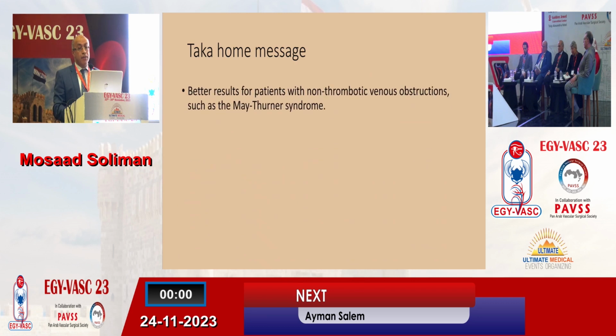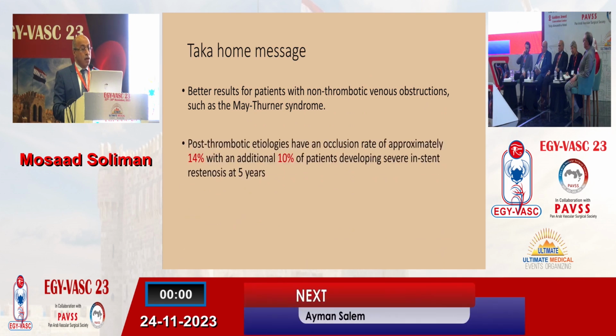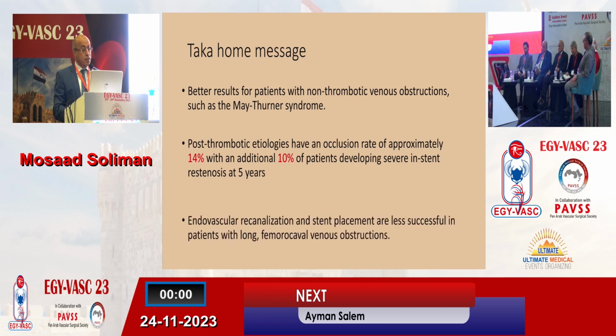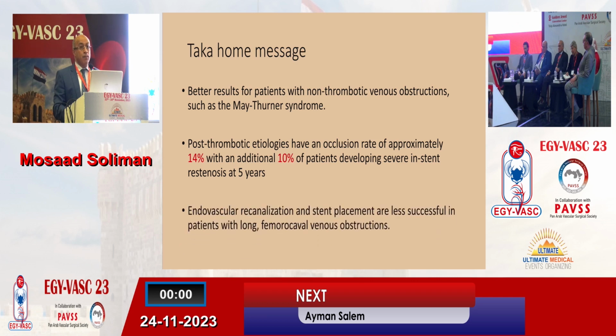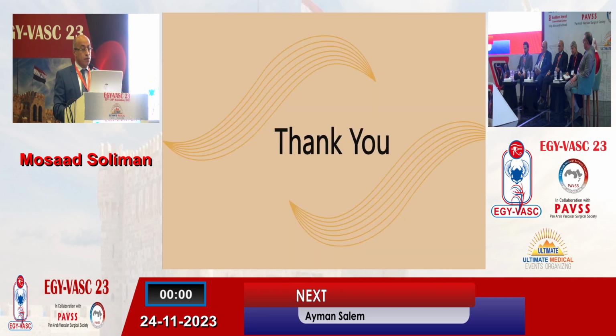In cases of May-Thurner syndrome with a mechanical occlusion, the outcome is great because it is non-thrombotic. On the other hand, in the thrombotic cases, we have an incidence of 14% with occlusion and 10% of in-stent stenosis. And lastly, poor outcome can be expected in the presence of a long femorocaval venous obstruction. Thank you.